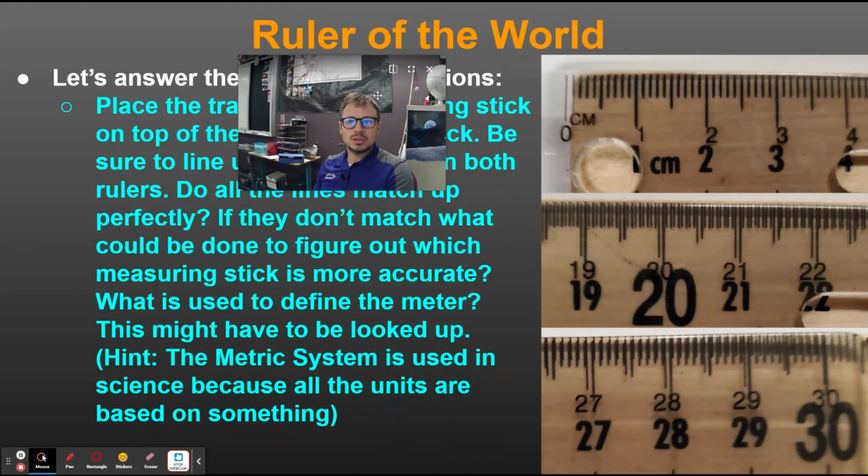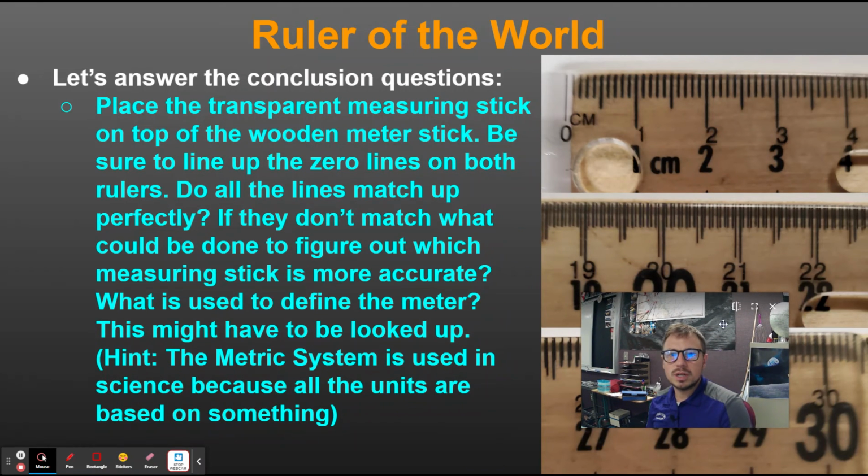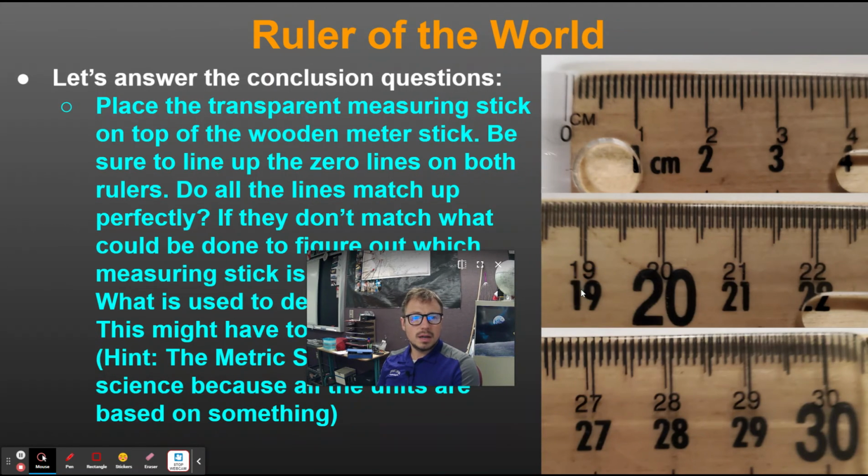Now, this one was a little tricky because you were to place that transparent measuring stick on top of the wooden meter stick that was back there. Be sure to line up all the 0 lines on the ruler. Do the lines match up perfectly? If they don't, you can see here they start to match up down here, but as you get to 20 and then 30, it's off by a whole millimeter.